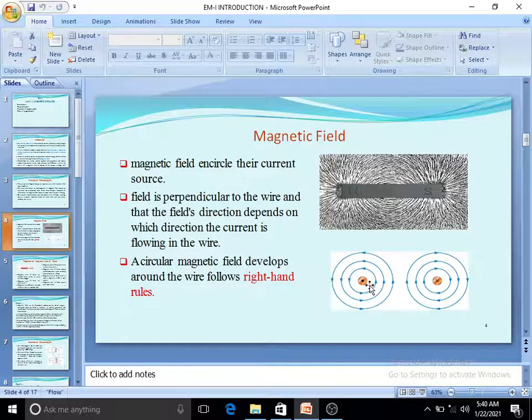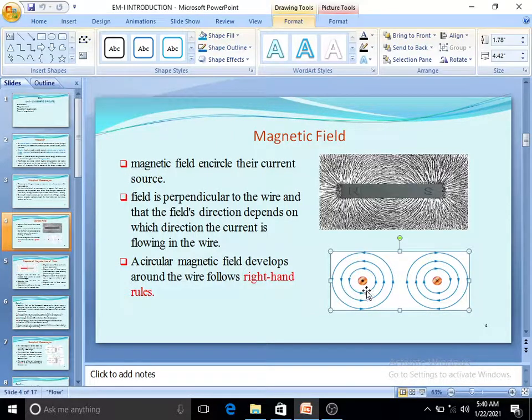Always the magnetic field, around this current direction, these circles will represent the magnetic field. Okay, so for the dot, the magnetic field direction is anti-clockwise. For the cross, the magnetic field direction is clockwise as per our diagram. Second, the field is perpendicular to the wire and the field direction depends upon which direction the current is flowing in the wire. So this field direction will depend upon the current direction.